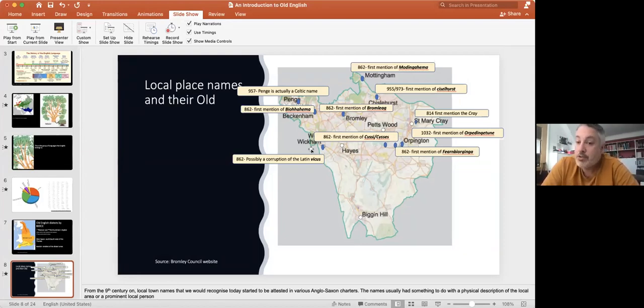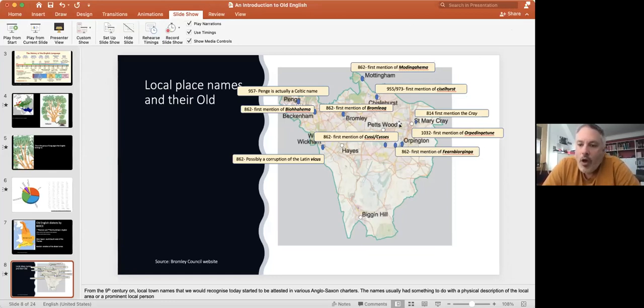So obviously we've got that in St. Mary Cray, St. Paul's Cray, Crayford as well, which is not in our borough, but is also on the River Cray. Then there's a glut, we've got quite a few there all at once. So we've got Farnborough in 862. So that means like a clearing in the ferns.